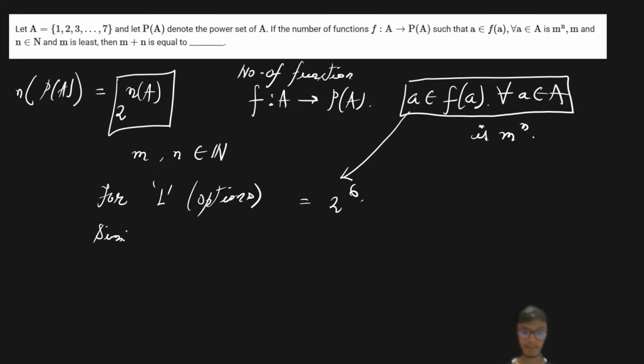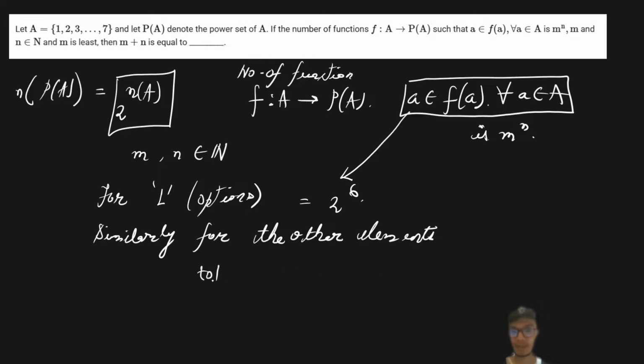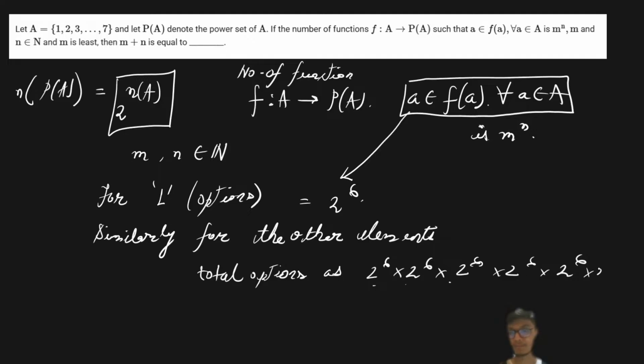Similarly for the other elements, I will also have 2 to the power 6 options each. So the total will be 2 to the power 6 into 2 to the power 6, and so on, which gives 2 to the power 6 whole to the power 7. So we will have 2 to the power 42, right?